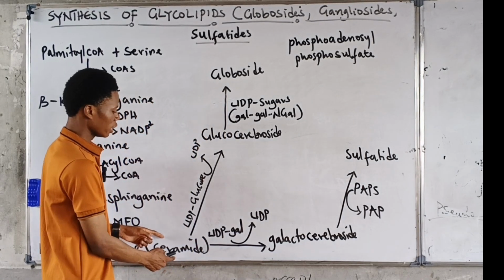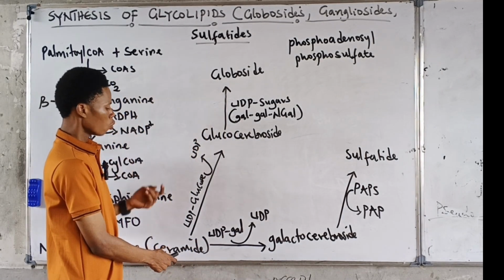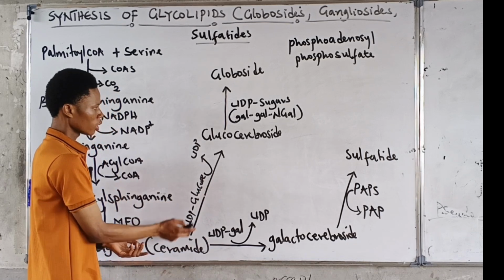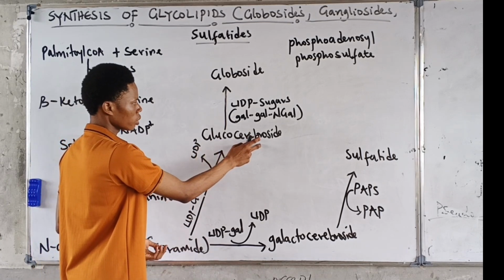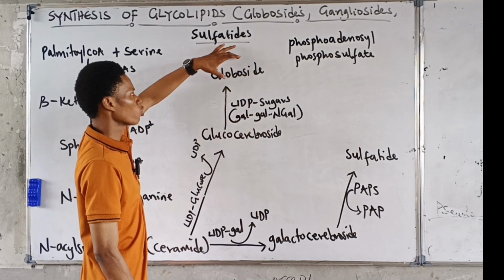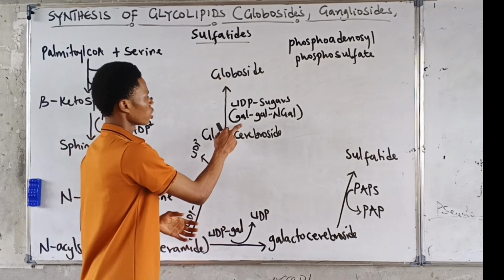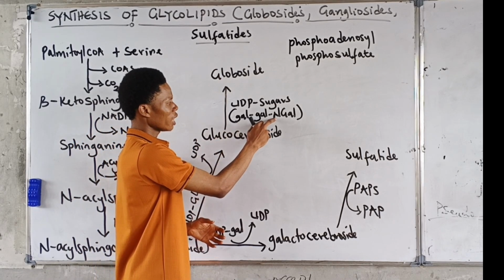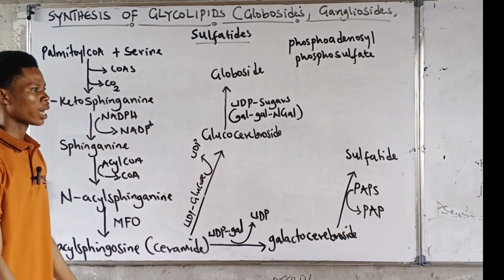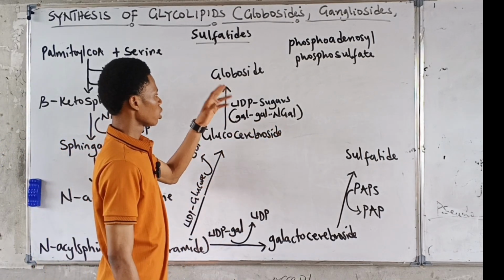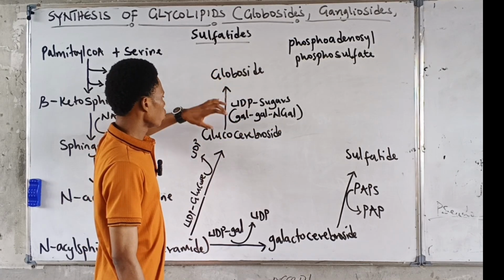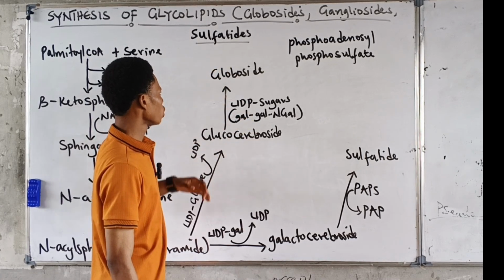Now from this ceramide, if you want to synthesize globoside, instead of galactose, what you bring in is glucose. So UDP-glucose comes in and we have glucocerebroside. Then you attach some sugars to this glucocerebroside and you have globoside. The sugars attached are galactose and N-gar. What's N-gar? N-acetylgalactosamine. So you attach these sugars to the glucocerebroside and you have this globoside.